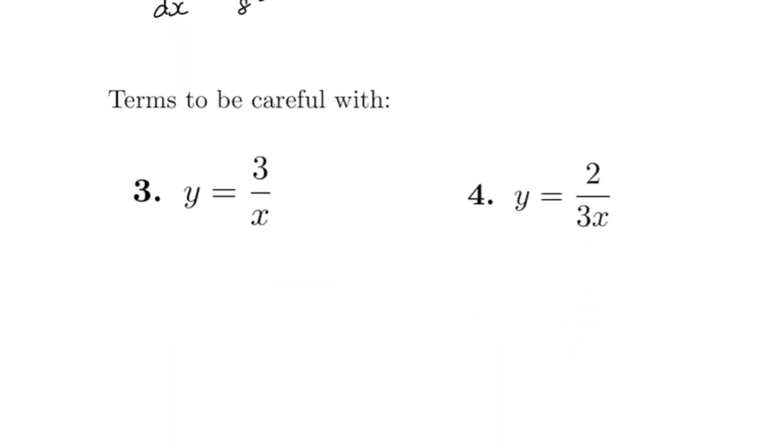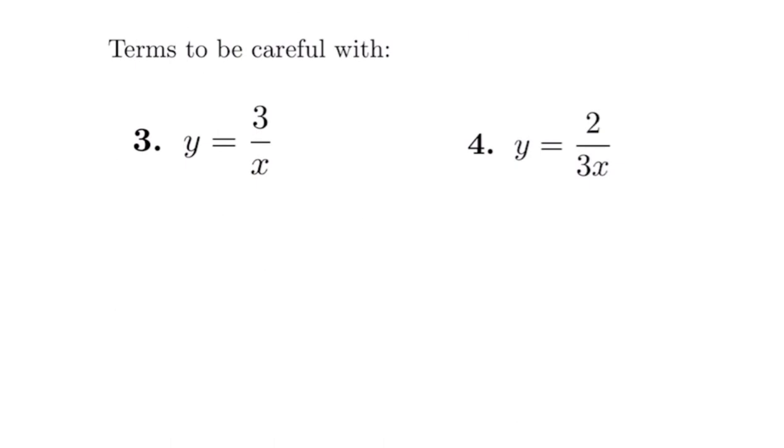Now there are some terms we have to be really quite careful with. So number 3, we've got 3 over x. Again, that has to be in the form kx to the power n. So that's 3x to the negative 1. And then we're going to differentiate that. So we get negative 3x to the negative 2. Or you can write that as negative 3 over x squared if you want to.